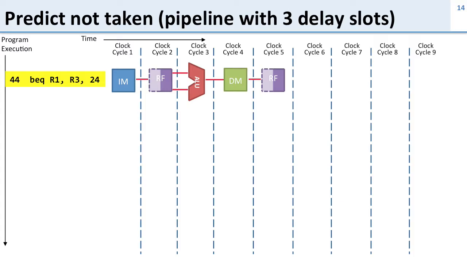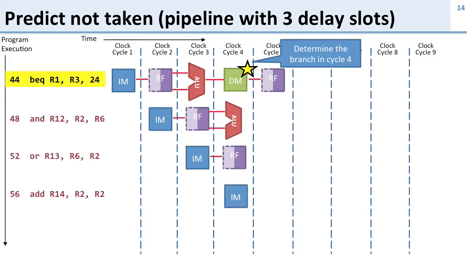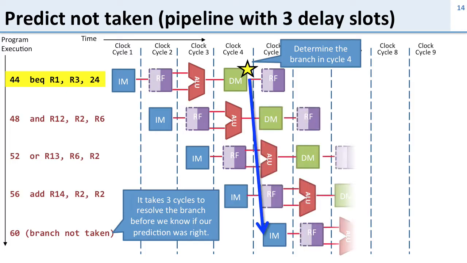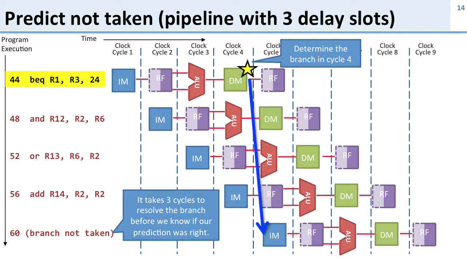So here's our branch. We go ahead and execute it. We're not going to find out what the branch does until we get to the memory stage in cycle 4. So during the time when we're waiting, we're going to go ahead and predict that the branch isn't taken. So we're going to go ahead and start executing the next instructions. By the time we find out if the branch is taken, we're all the way down here. So this means we've gone ahead and started executing a lot of instructions in the 3 cycles it takes to resolve the branch. So there are 3 cycles before we know what happens with the branch, and we've already started instructions here. So these instructions are going to go ahead and execute.